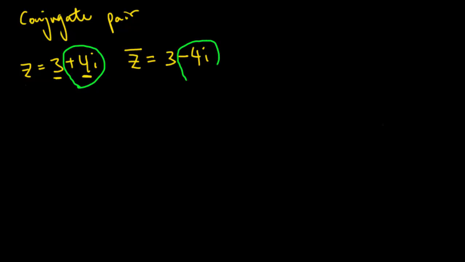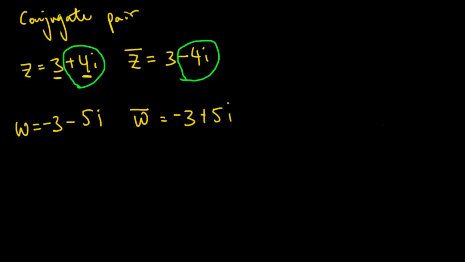So we don't do anything to the real part, we only change the sign in the imaginary part. For example, if I have w equals negative 3 minus 5i, then w bar is equal to negative 3 plus 5i. Now conjugate pairs are really important. They can be used to rationalize a denominator.